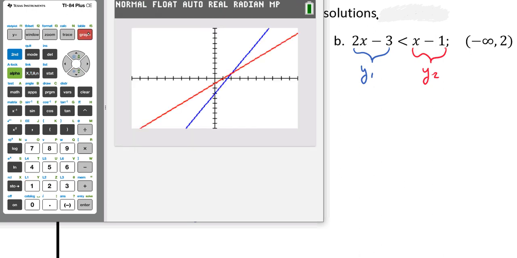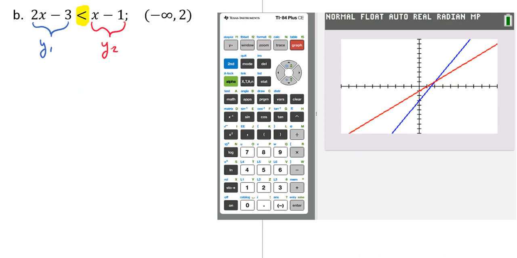And so what we're looking at here is we're not just looking for the point of intersection. We're looking for where we are less than, right? So we want to know where our y1 is smaller than our y2. So where is it below, right? So it's below here. That's our area where we see that it is below.